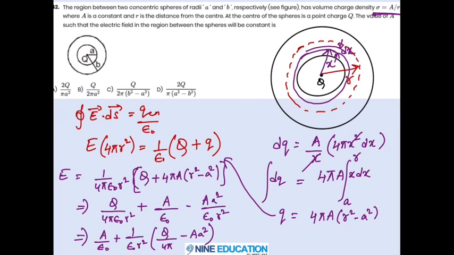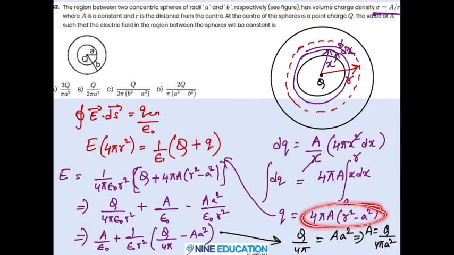So if that value should be 0, this implies q by 4 pi is equal to a into a square. This implies a is equal to q by 4 pi a square. This is the answer. So no option is showing this. Just a minute. Okay, that's because we made a mistake here.